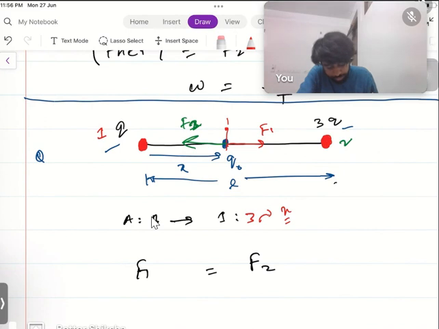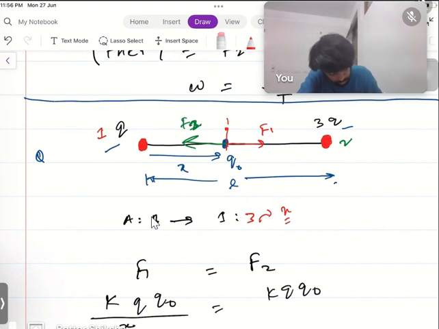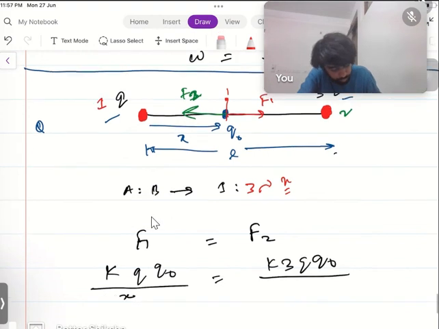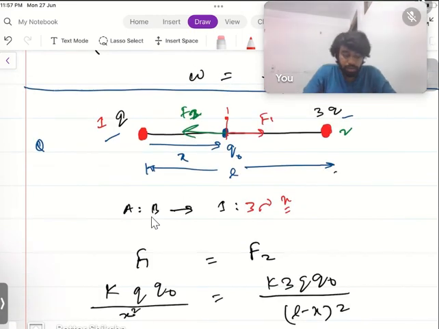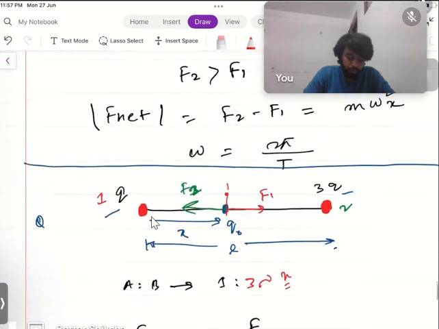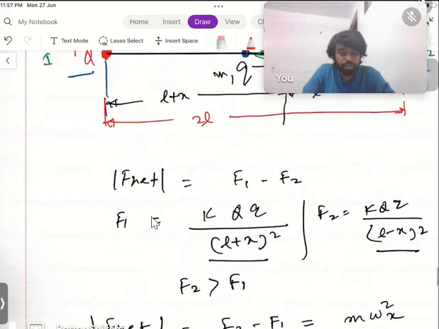And then you can calculate F1 is nothing but k q q naught divided by x square, and F2 is nothing but k into 3q into q naught divided by this distance, which now becomes (L minus x) square, right? And then you can calculate what is the x value here. Keep in mind that for finding a nullity, you can use this formula always, whether the charge is proportional or not. So this kind of question is generally asked. You can use this formula to calculate any kind of question, right? Thanks a lot.